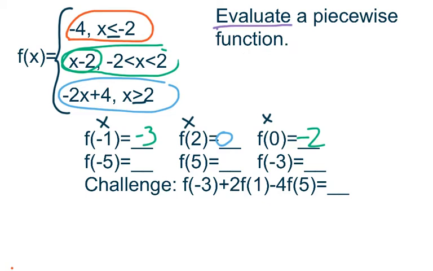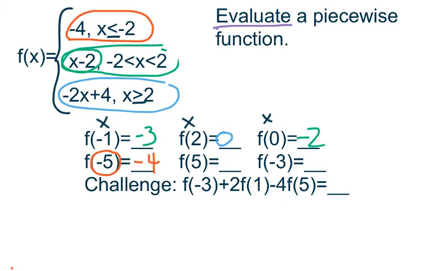So we're going to do the same things for the last three. So f of -5. -5 is less than or equal to -2, so it's going to go in the red. And so if you look at the sub-function, it just says -4. There's nowhere to plug in an x value, so that's your y coordinate. That's your answer.